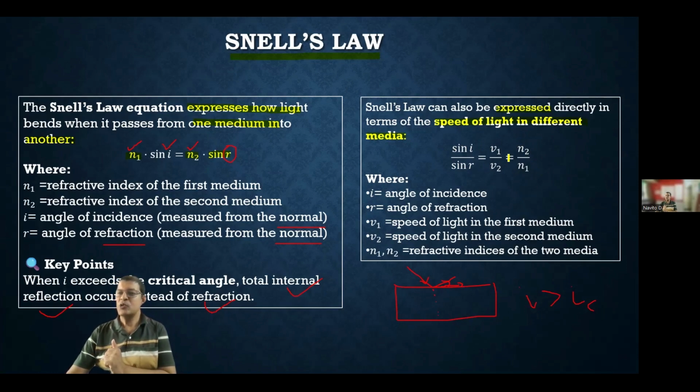Right? Here you see the inverse proportionality of refractive index with respect to the speed of light. That means the refractive index of a medium is inversely proportional to the speed of light in that medium. That is Snell's law expressed in terms of the speed of light and refractive index.